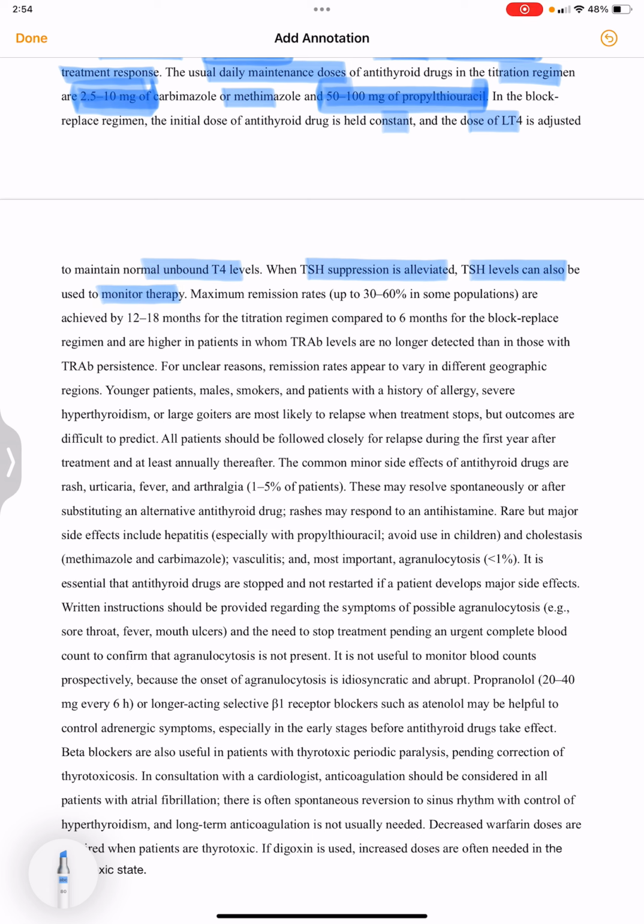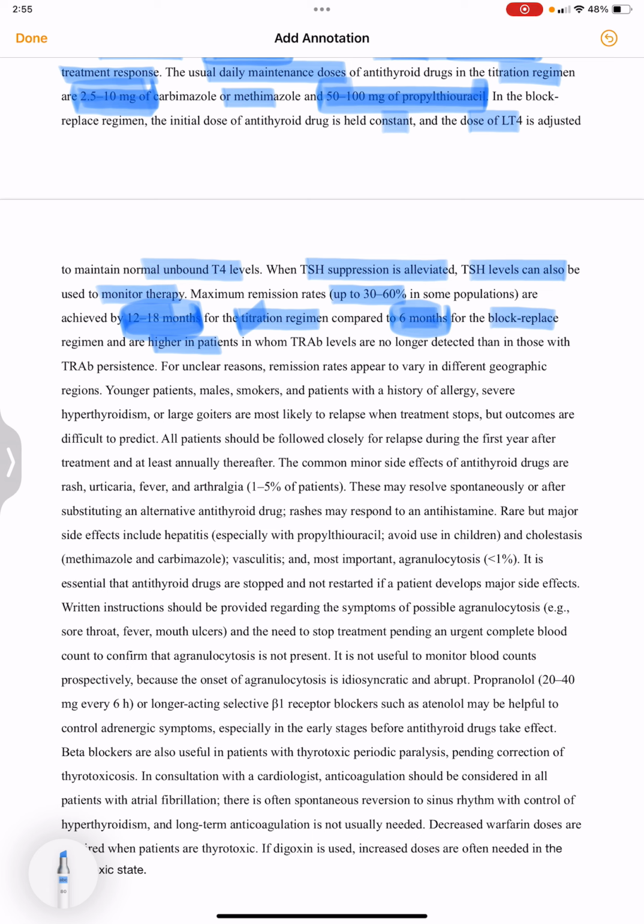And maximum remission rates, that is up to 30 to 60% in some populations, are achieved by 12 to 18 months for the titration regimen compared to 6 months for the block replace regimen. Remission rates, in the titration regimen, it takes 12 to 18 months for the remission, whereas in the block replace regimen, only 6 months.